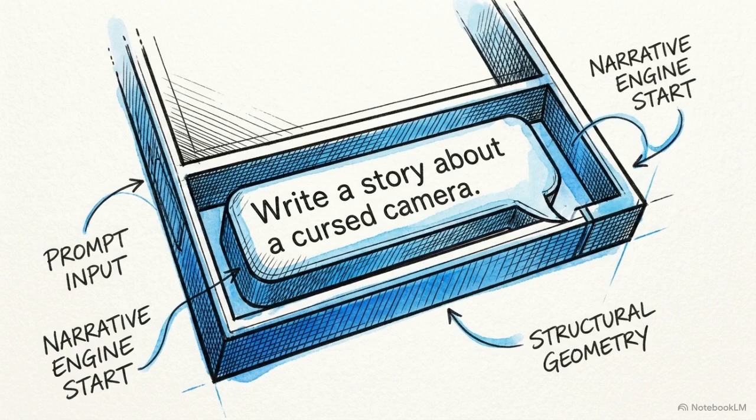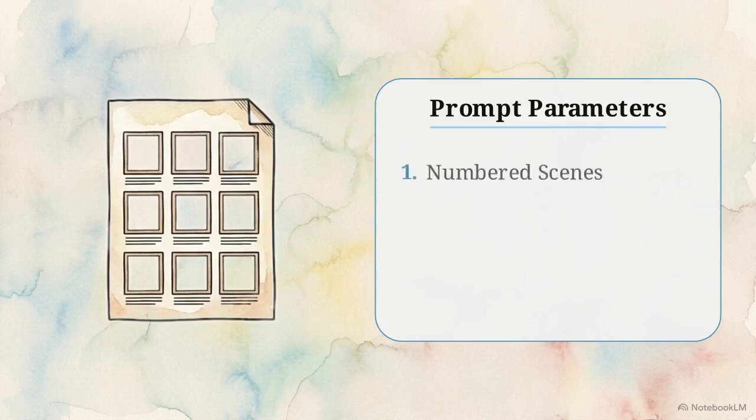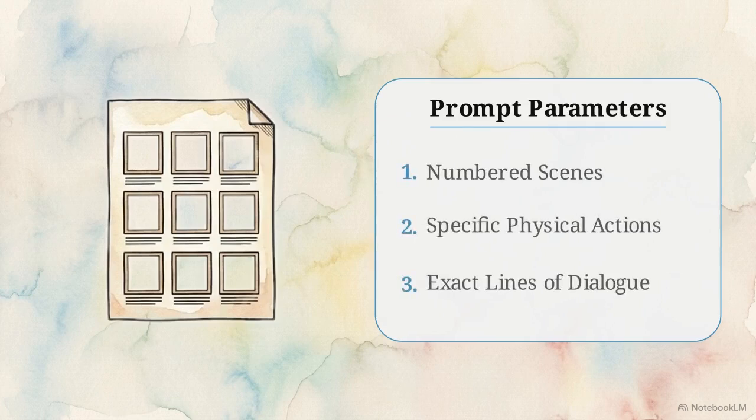The process begins in a text chatbot, where we establish the narrative spine of the project. Direct the AI to generate a shot-by-shot storyboard rather than a standard prose summary. The prompt must require numbered scenes, specific physical actions, and exact lines of dialogue for each character.